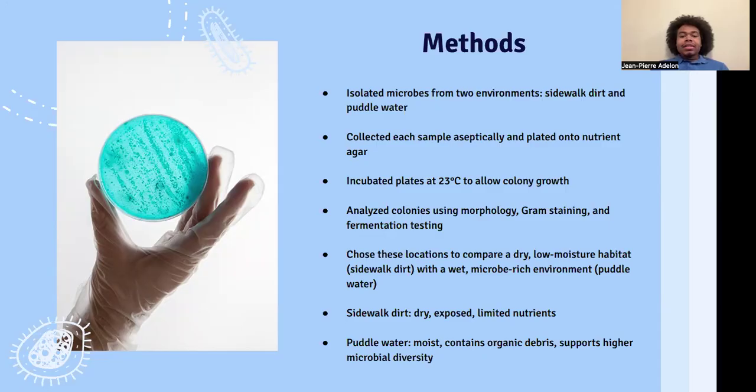We specifically chose sidewalk dirt and puddle water because they let us compare two different habitats: a dry area with limited moisture and nutrients versus a wet environment that naturally supports more microbial life. The sidewalk dirt is exposed and dry, which restricts bacterial growth, while the puddle water contains moisture and organic material, making it ideal for a more diverse microbial community. Comparing the two helped us see how environmental conditions influenced microbial diversity.